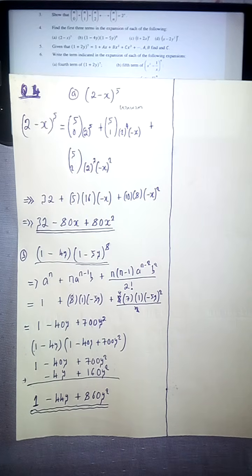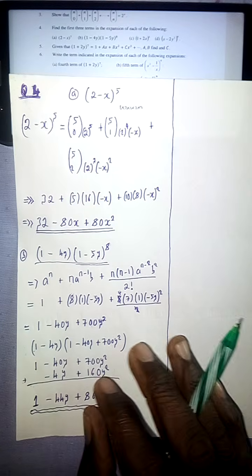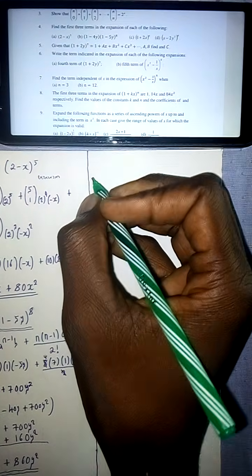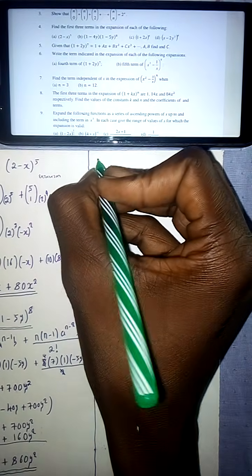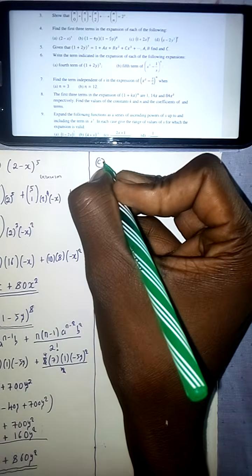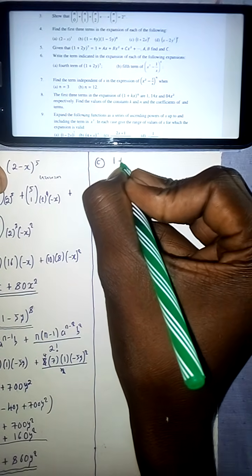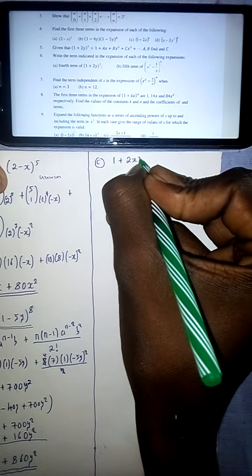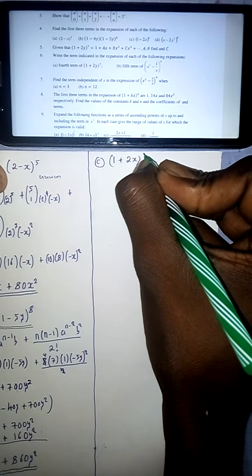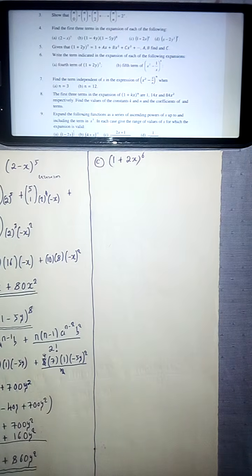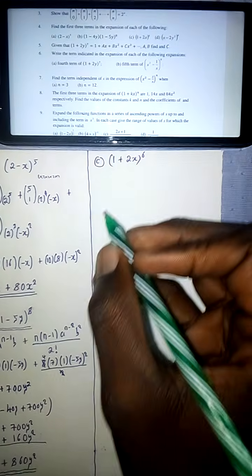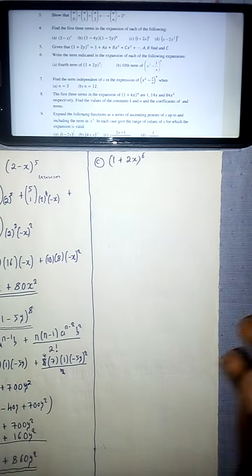Let's now move to part C. All right. So this is our C: 1 plus 2x, all to the power 6. Yes, guys. So without wasting much of our time, they want 3 terms.